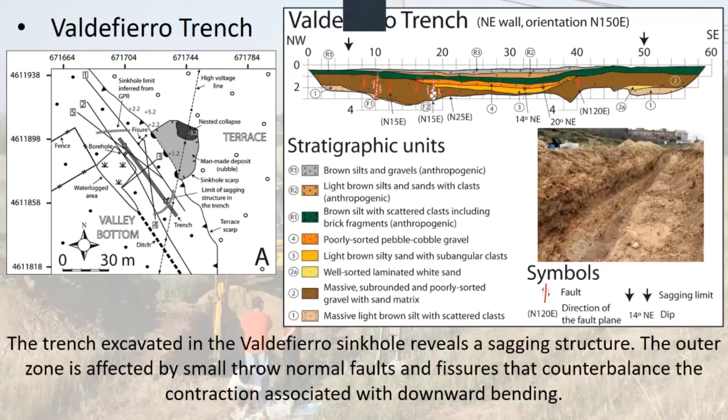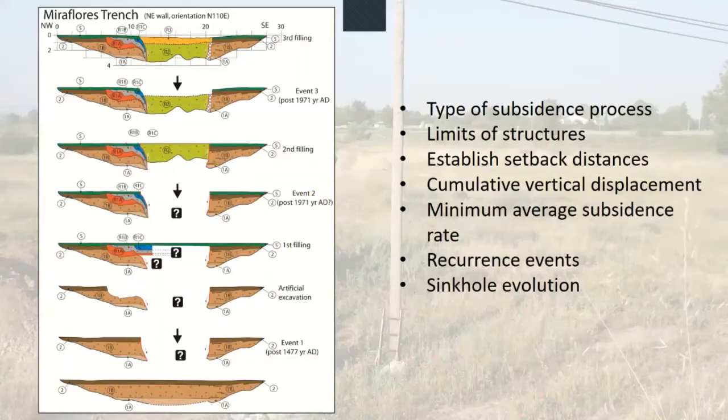The second example, the trench excavated in the Valdefierro sinkhole, reveals a sagging structure. The outer zone is affected by small through normal faults and fissures that counterbalance the contraction associated with the downward bending. The structural and stratigraphic relationships observed in the trenches have allowed us to establish the type of subsidence processes, limits of structures, setback distances, cumulative vertical displacement, minimum average subsidence rate, recurrence of events, and the sinkhole evolution.